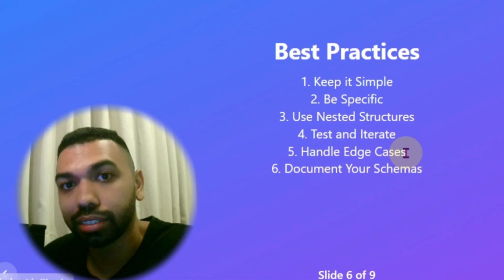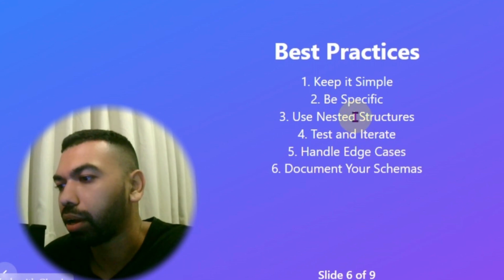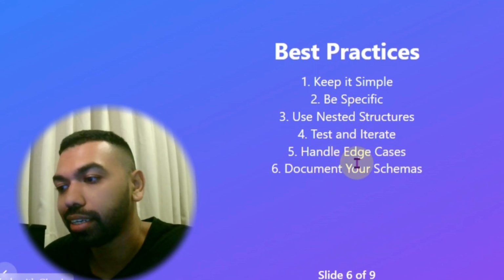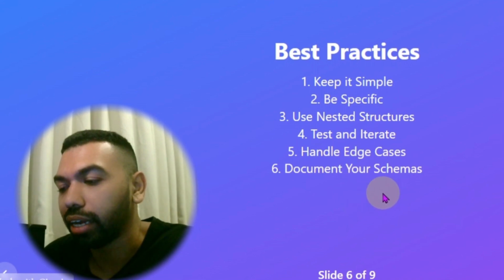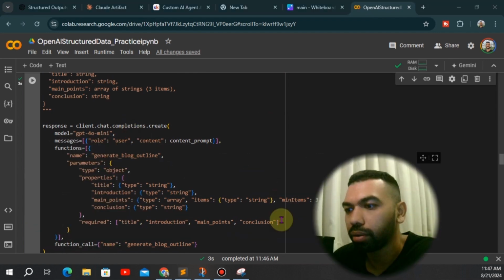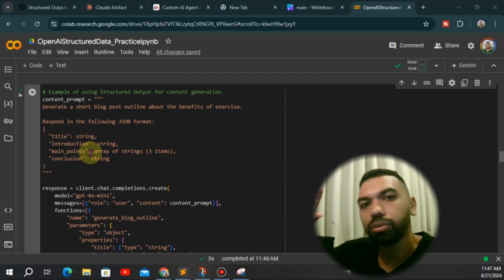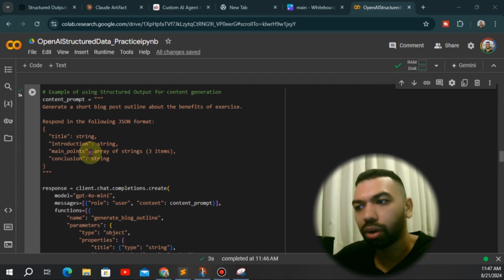As you're building these agents with structured output, there are a couple of best practices you need to think about. You want to keep it simple, be specific, use nested structures, test and iterate, handle edge cases, document your schemas. These are schemas that you're going to work with, something like this. Just like anything, you have to be persistent. You have to keep working on it, see what gives you the best output, and then document it. Keep a note of what works, so later on you can keep using it over and over again.